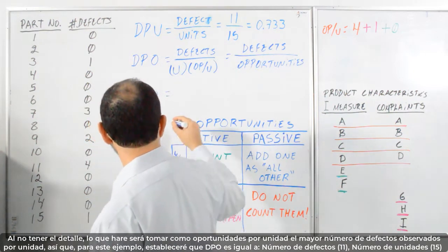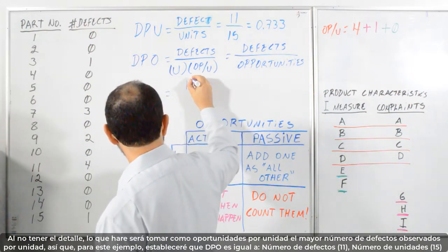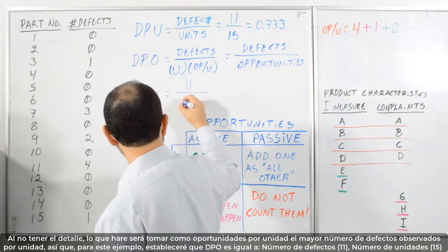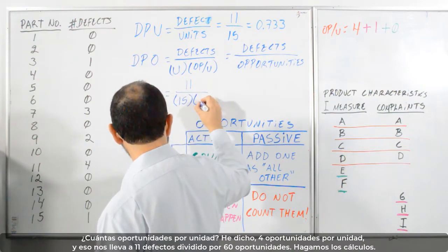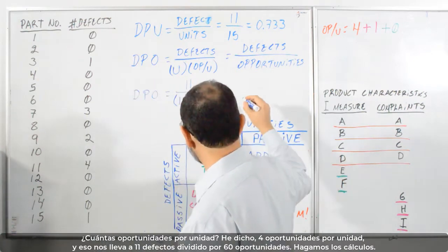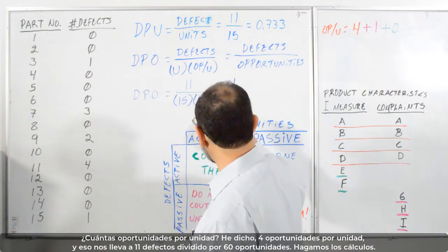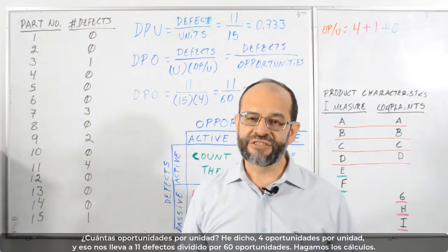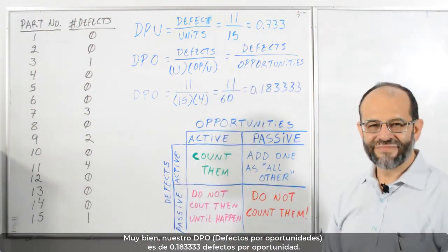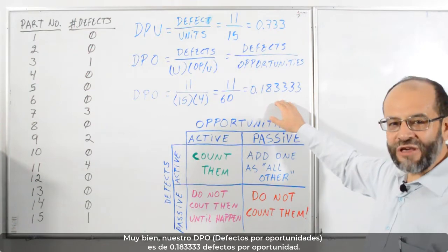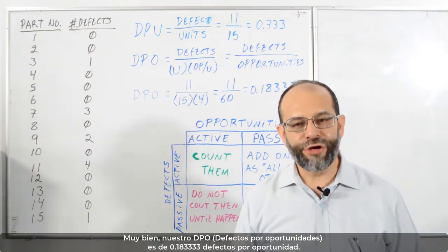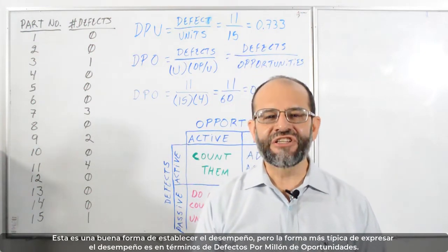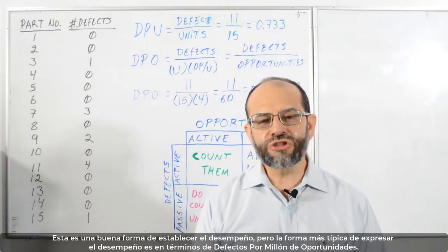And so, for this example, I will establish that DPO is equal to number of defects, 11, over number of units, so we are having 15 units. How many opportunities per unit? I have said 4 opportunities per unit. And that leads to 11 defects divided by 60 total opportunities. So, let's do calculations. Okay, then our DPO, defects per opportunity, is 0.1833 defects per opportunity.